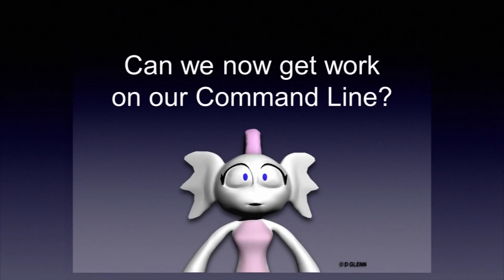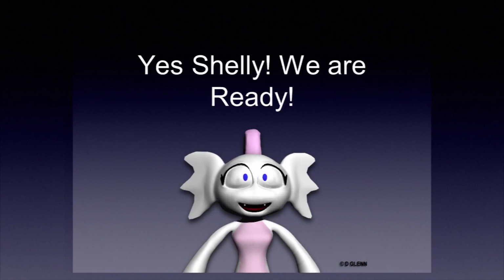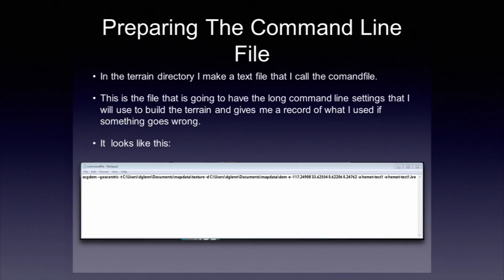So can we get started with our command line? Yes, I think we're ready. We got everything in place. We can start thinking about our command line now. Now we're getting down to the meat and potatoes of this thing. We're getting down to the command line. The command line is basically the commands that you're going to tell OSGDEM, what it needs to build the terrain that you're going to try to build.